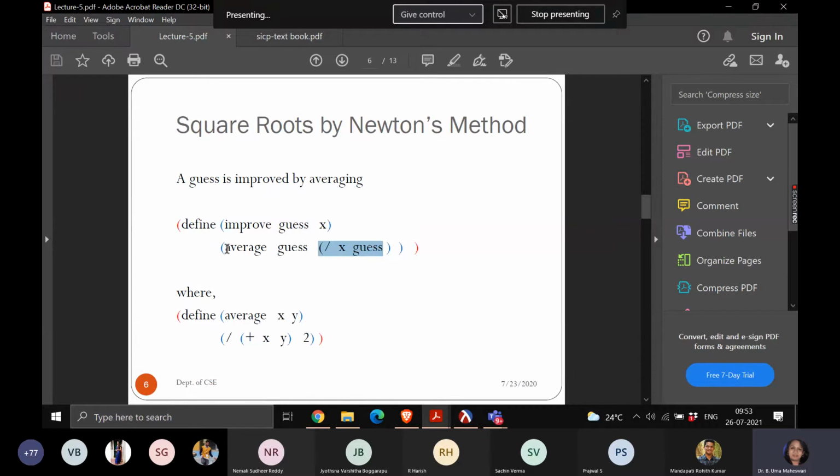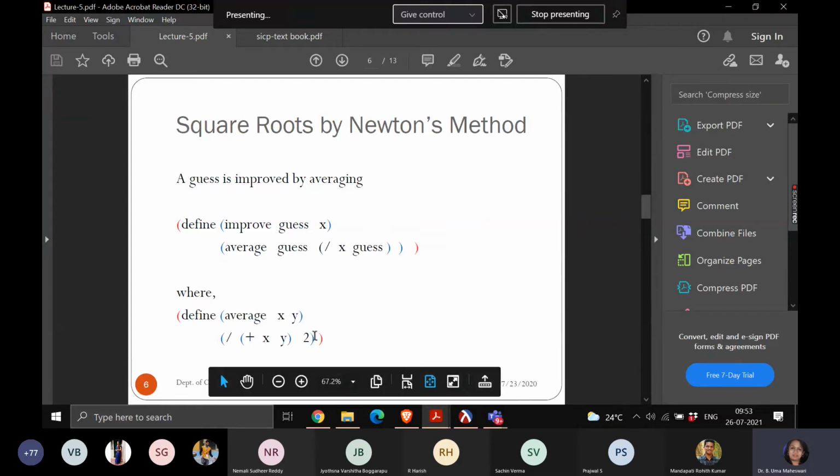Okay, so now here, if you look at the average, where is the average? The system does not know what that average is. We have to tell how to compute average. So we have average, for which there are two parameters. One parameter is guess, another one is the result of x by guess, which will be substituted for y. So average of x, y is computed here as x plus y divided by 2, the composition we have written for defining average. So now we know what improve is. Improve has average, and the logic of average is also mentioned here.